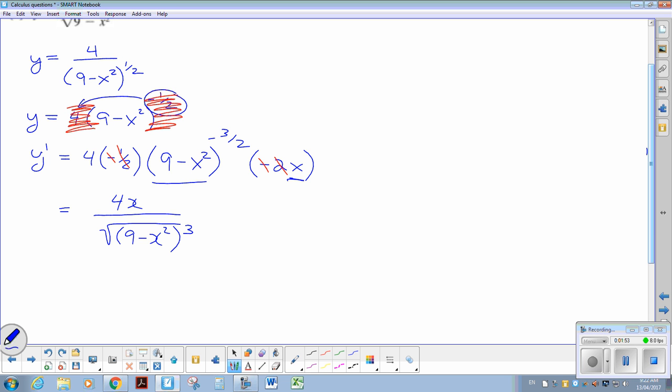Much cleaner and more efficient than the quotient rule. I always try to avoid it. There are points and times where it's not possible, but in this case it was.